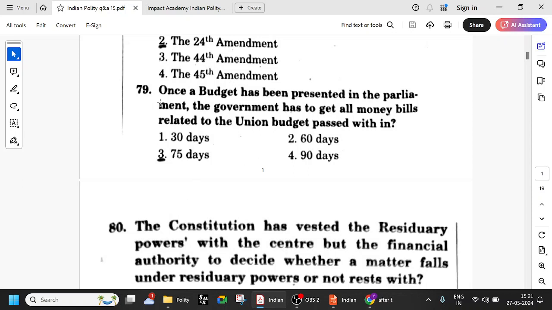So once a budget has been presented in the parliament, the government has to get all the money bills related to the union budget passed within... So if it is a money bill, it has got nothing to do with the Rajya Sabha, only the Lok Sabha can do it. If it is in the case of a financial bill, then the Rajya Sabha will have to pass it in 75 days. Because he's talking about money bills, I don't think it is 75 days. Money bills means the Lok Sabha can pass, and then Rajya Sabha has only 14 days. Beyond 14 days, Rajya Sabha cannot do anything. Remember that, very important. So in the case of financial bill 1, if it is instead of money bill, then it's a financial bill. Only then it is 75 days.